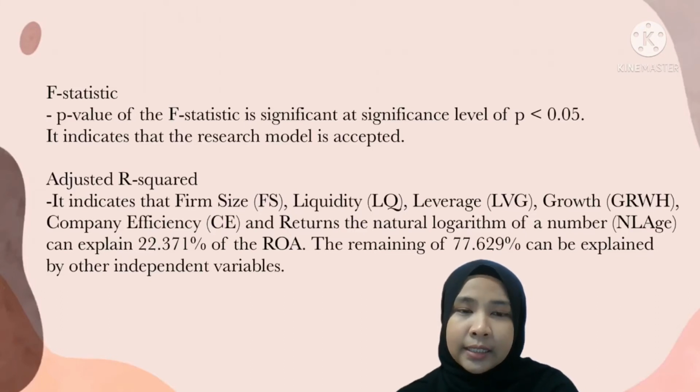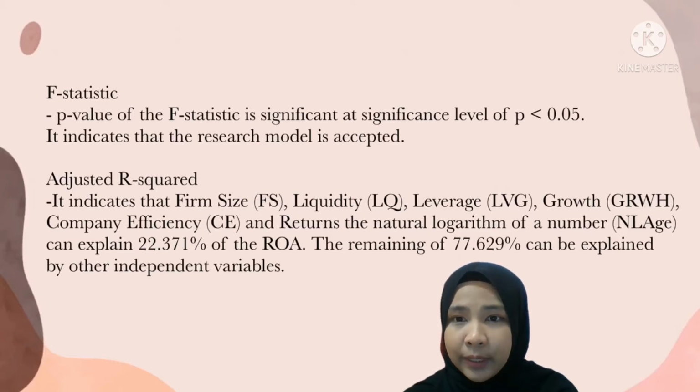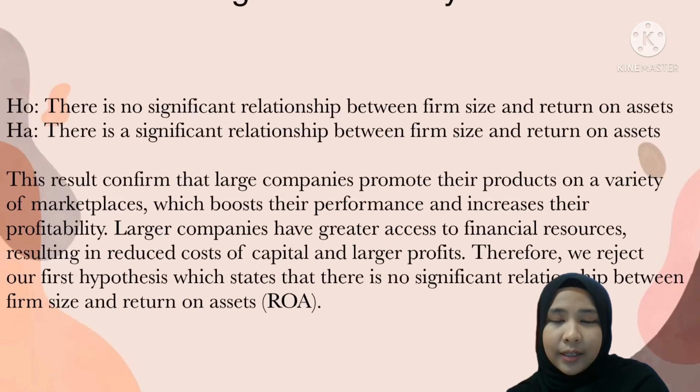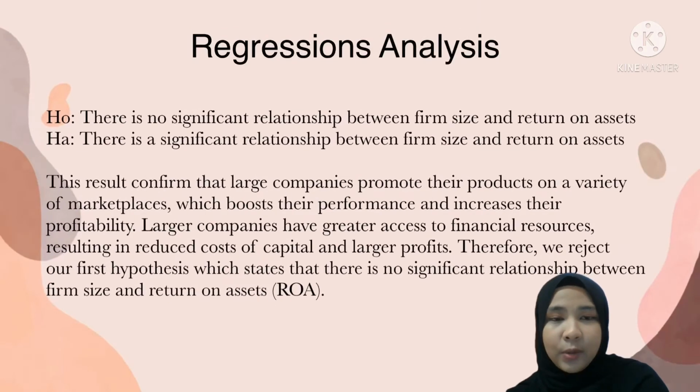And the adjusted R-square indicates that firm size, liquidity, leverage, growth, company efficiency, and the natural logarithm of age can explain 22.371% of the return on asset. The remaining 77.629% can be explained by other independent variables. And this is the regression analysis based on the finding that we have generated.